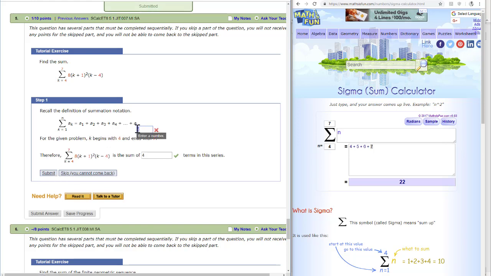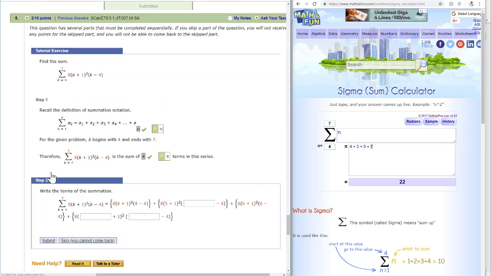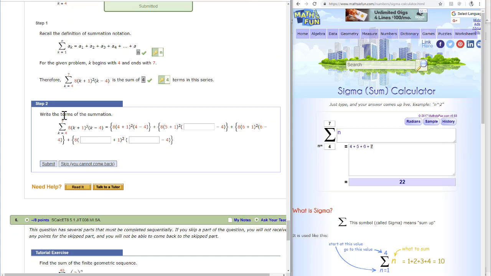Oops, I'm sorry, this should be n. Let's try that again. All right. We write the terms in the summation. So here are the terms in the summation. We basically want to write this function down, and then we're going to replace k with 4 in the first term, and then we're going to replace k with 5 in the second term, and 6 in the third term, and then one more, 7 in the last term.